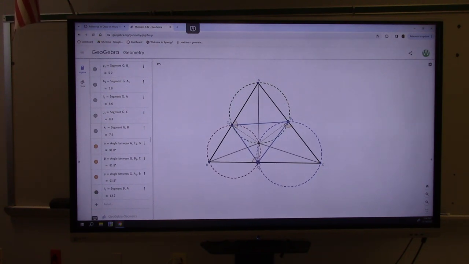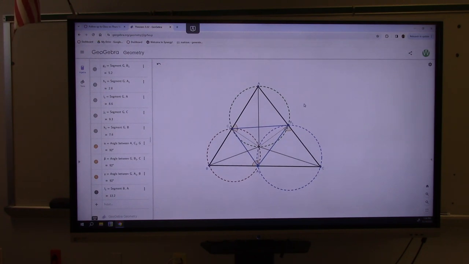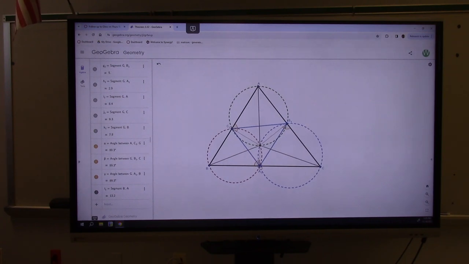But if you should happen to find yourself in a situation, this is how he chooses to phrase it, such that these three lines, PC, PA, and PB are diameters, then you end up with right angles. In other words, does it look like these three orange angles are right angles at this moment? Maybe. They're close enough.